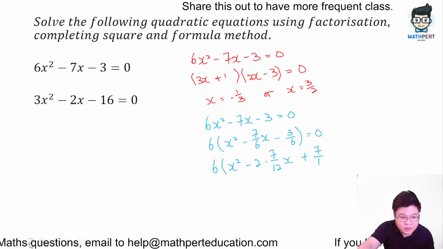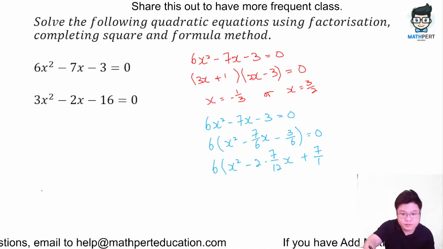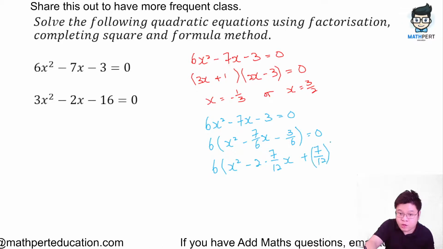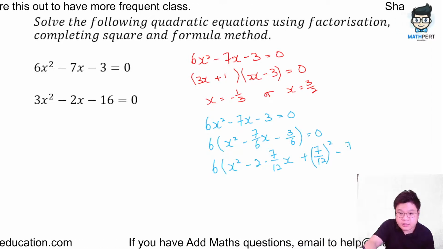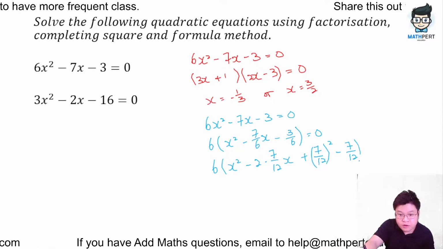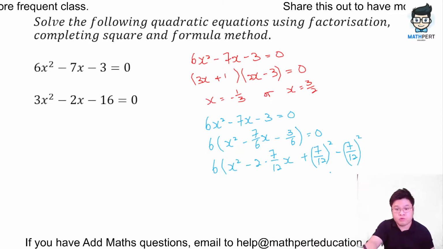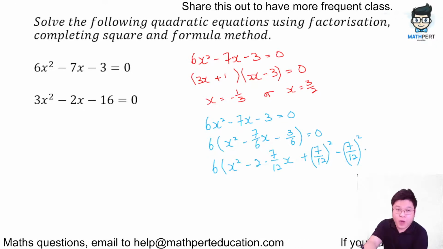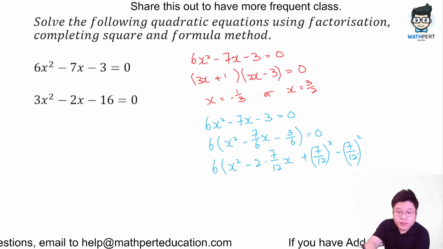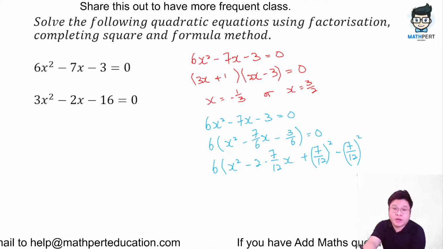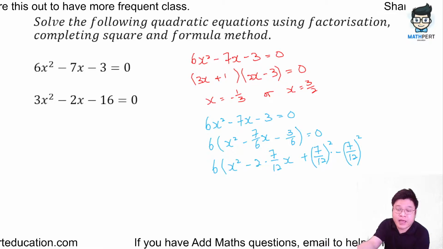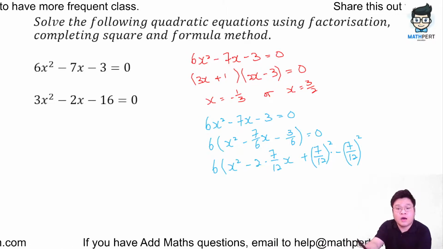Okay, 7 out of 12. You square the whole thing, then you minus 7 out of 12, you square the whole thing. Why do I need to do this? Plus 7 out of 12 squared, minus 7 out of 12 squared. By doing this, we are not changing the equation, okay? Because we cannot simply add extra numbers into the questions.